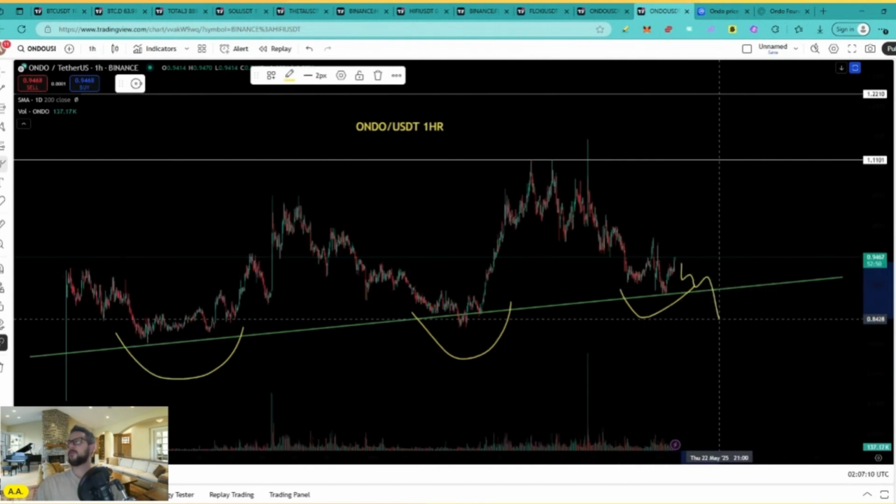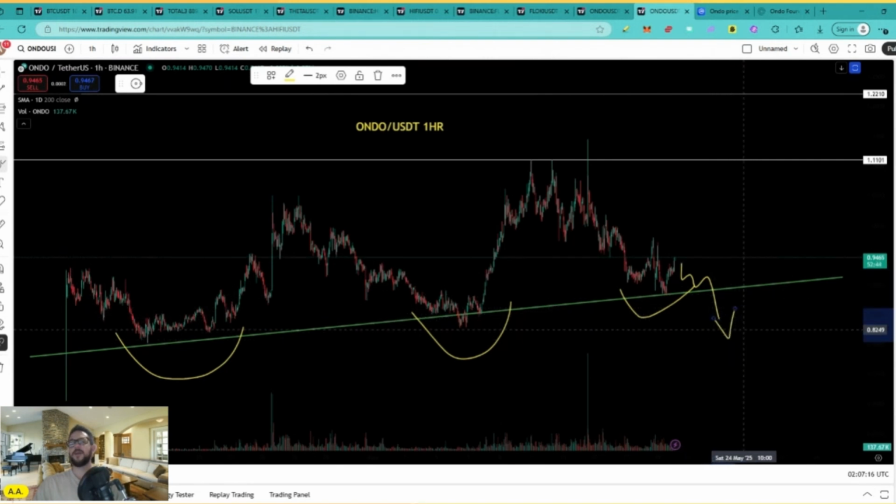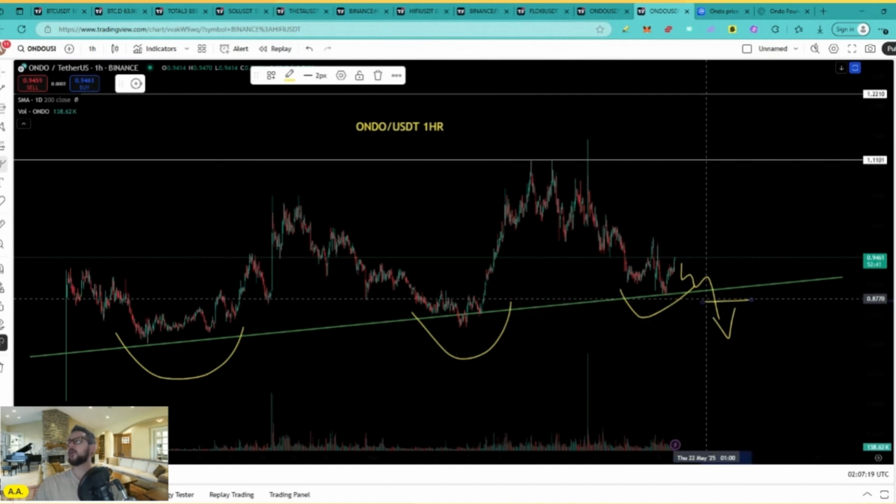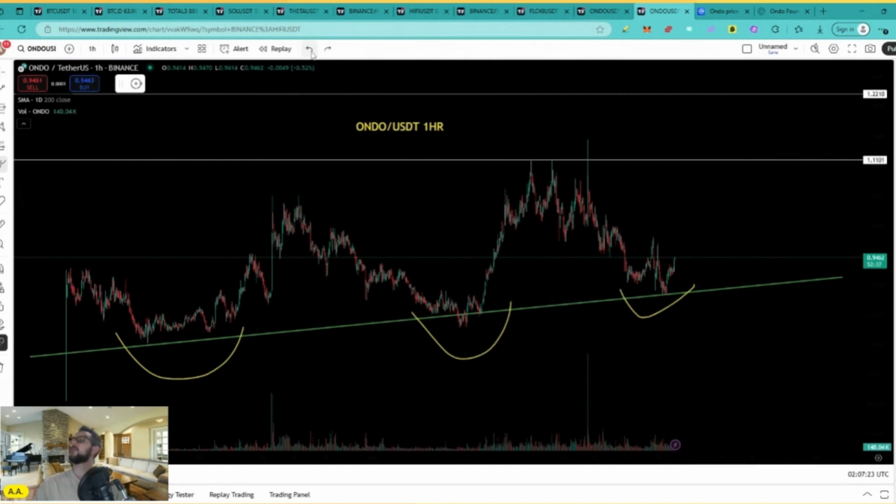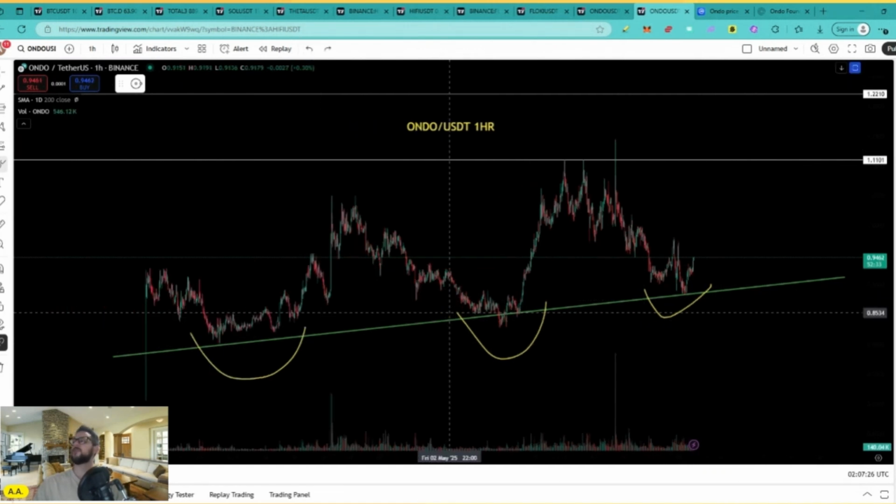But if the price action breaks below this and we lose this support, things are going to turn bearish, at least in my view. If this happens, I am going to exit all my positions when it comes to ONDO. But we're still above it, so things look pretty good.